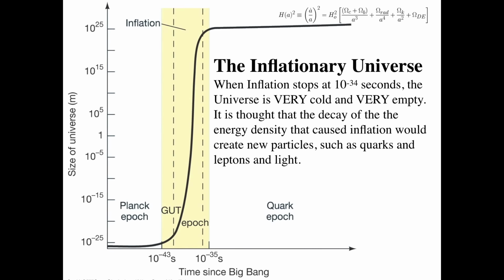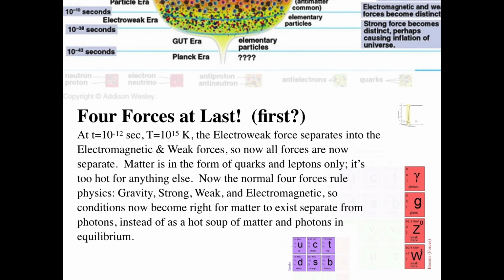So when the inflation stops at 10 to the minus 34th seconds, the universe is really cold and really empty. And that's caused by the decay of energy density called the inflationary epoch. And that creates new particles such as quarks and leptons and light. So that's what's created at the end. So it just really empties the heck out of everything. So by that time, 10 to the minus 32nd seconds, until 10 to the minus 12th seconds, which is still a short period of time, but very long from its perspective, if you're considering tiny steps.